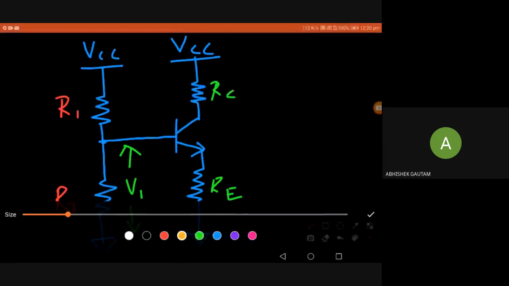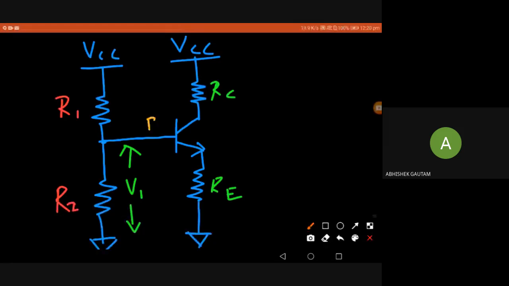So again, I'll draw the terminals. This is the base junction, this is the collector junction, this is the emitter junction. Right now, using these two resistances, I'm trying to give the voltage V1, which is dropped across R2, to the base of the transistor. But remember that I have two other resistors, RE and RC, also.